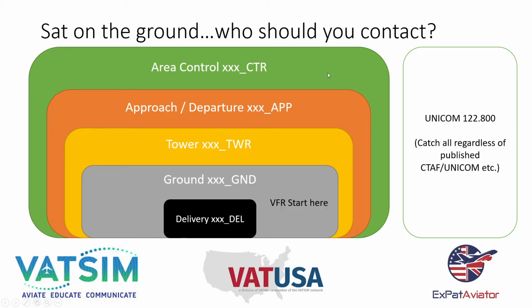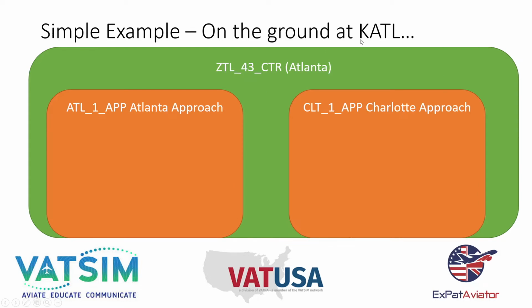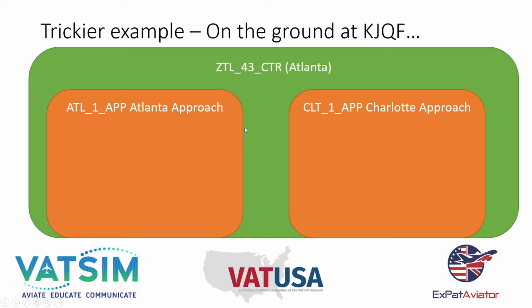So let's have a look at a few examples. Let's say we're on the ground at Atlanta, and you see online Atlanta Center. ZTL is the identifier for Atlanta Center. And you also see Atlanta Approach, and you see Charlotte Approach online. Now this is pretty simple, of course. We're at Atlanta and we see Atlanta Approach. There's top down, there's no delivery, there's no ground, there's no tower. We're going to call Atlanta Approach. Pretty straightforward.